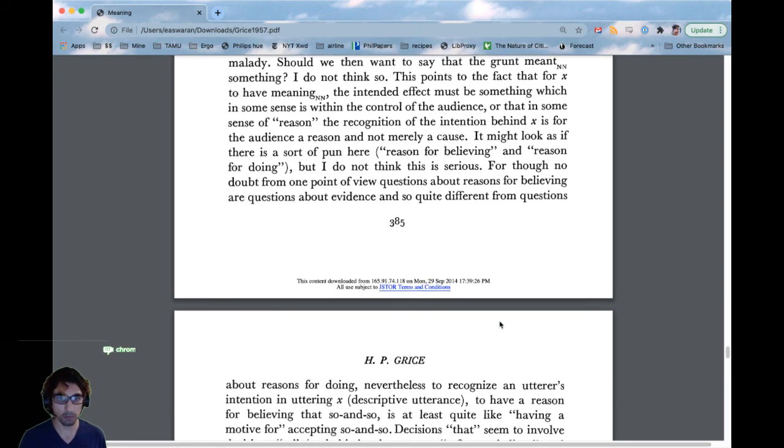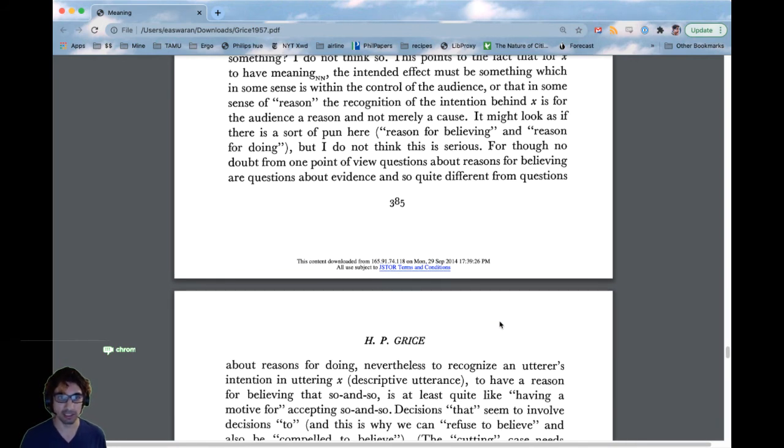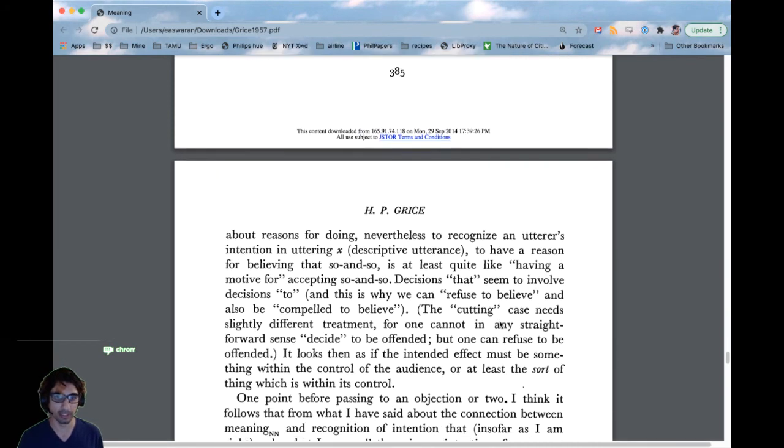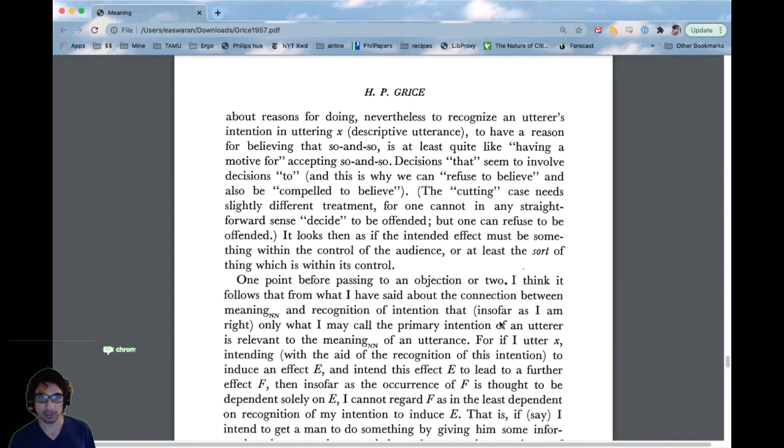For no doubt, from one point of view, questions about reasons for believing are questions about evidence, and so quite different from questions about reasons for doing. Nevertheless, to recognize an utterer's intention in uttering X, a descriptive utterance, to have a reason for believing that so-and-so, is at least quite like having a motive for accepting so-and-so.